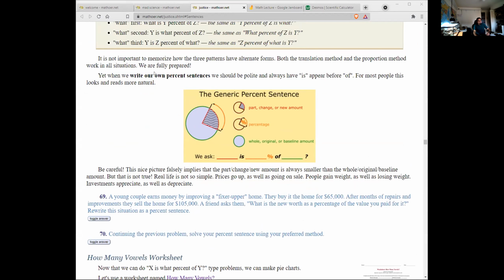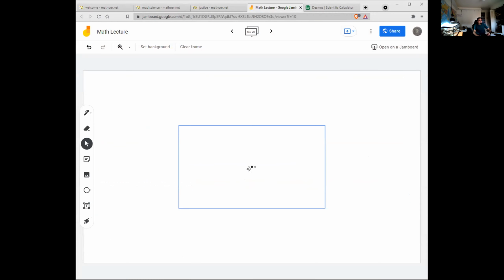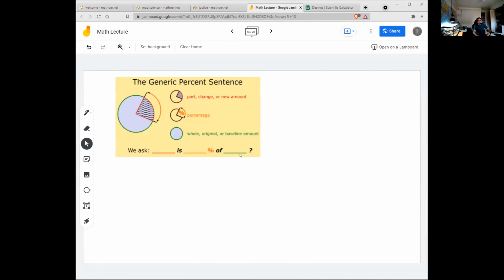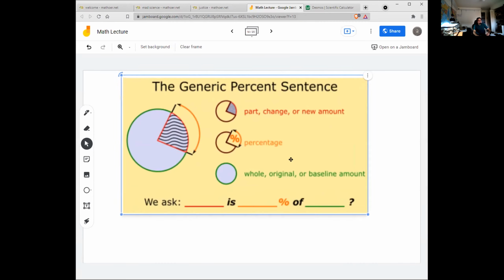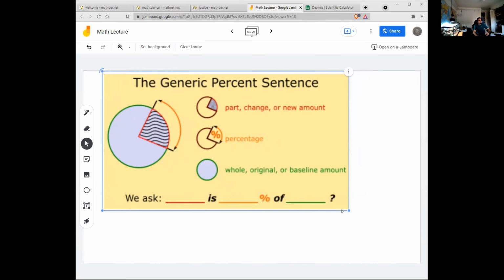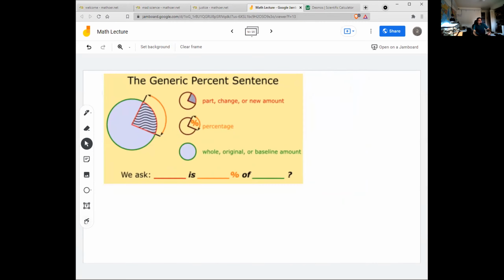So finally, we get the cute sort of wonderful thing. We can treat this like Mad Libs. That's going to be too big. So something is something percent of something else. This number is the part, the change, the new amount. This is the percentage, and this is the whole or the original or the baseline based on your word problem.